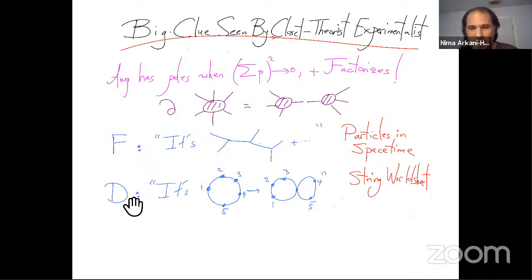And that's the beginning of the picture of the string world sheet as responsible for what's going on. So I'm emphasizing that when just factorization is the star of the show, that gives us our 2 pictures that we've had for 50 years for what the underlying physics of particle scattering is. It's either particles in space-time or the string world sheet. So is there anything else left to be desired? Anything else left to understand?